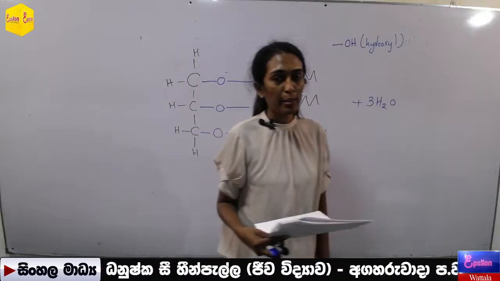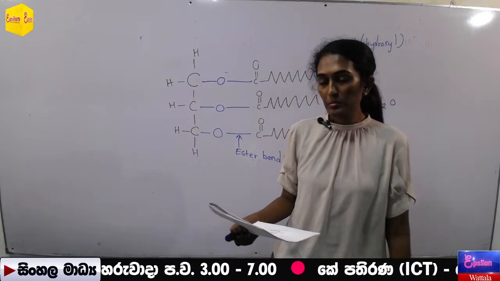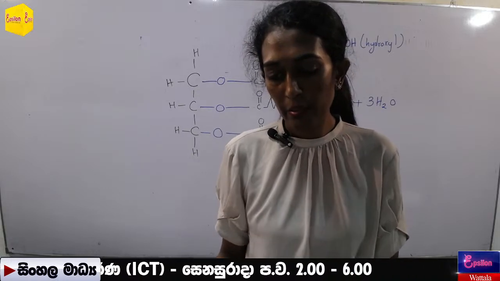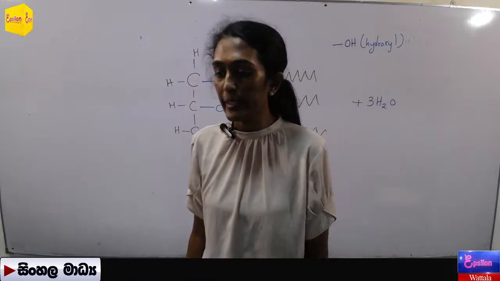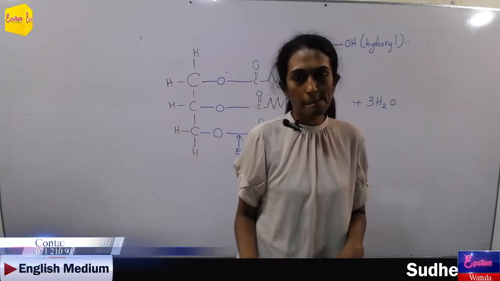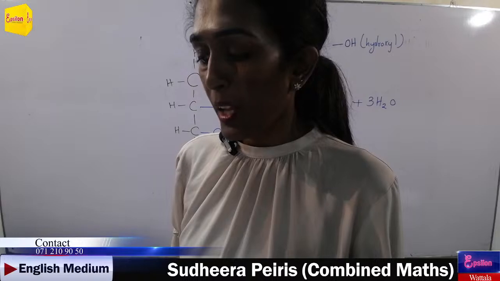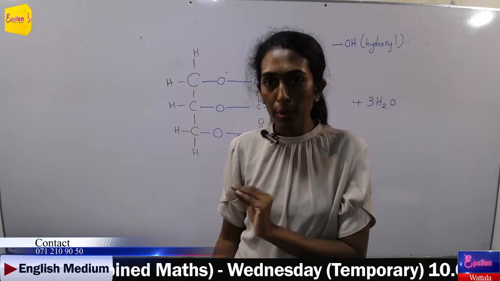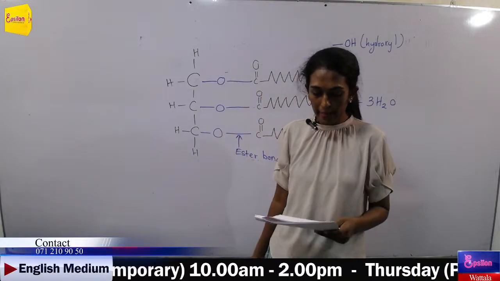These are long hydrocarbon chains with a terminal carboxyl group. Now you can remember the picture, isn't it? There is C double bond OH, that is the terminal carboxyl group, and the long fatty acid chain is there. The hydrocarbon chain is there.